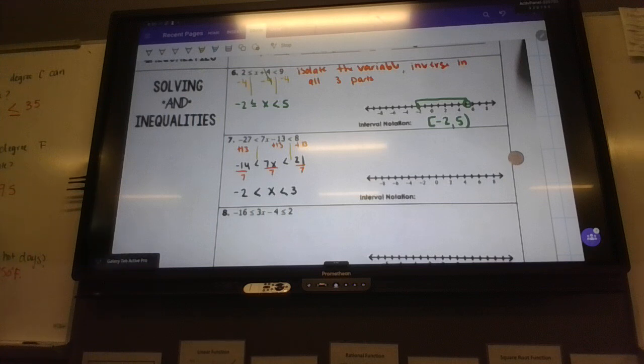Alright, so now we have an open circle at -2, an open circle at 3, and it's everything in the middle. And my interval notation would be this is between -2 and 3.